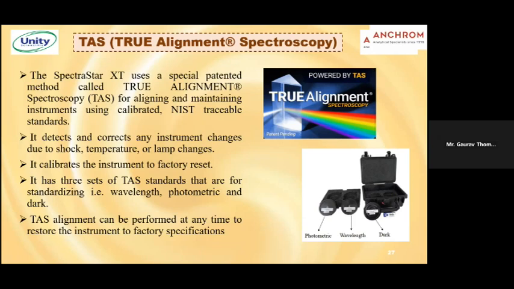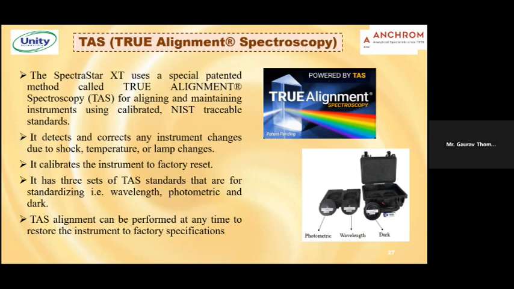So True Alignment Spectroscopy is a very newer concept of calibration, wherein you could calibrate your instrument with these three standards to your factory specifications. These standards, for the correction of the light that enters our instrument, the wavelength, and the darkness of our instrument, are NIST traceable. NIST stands for National Institute of Standards and Technology.